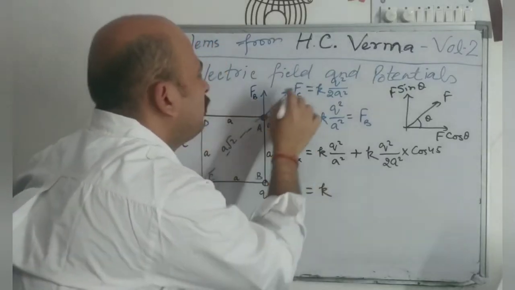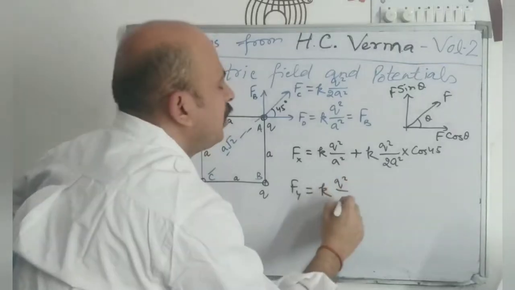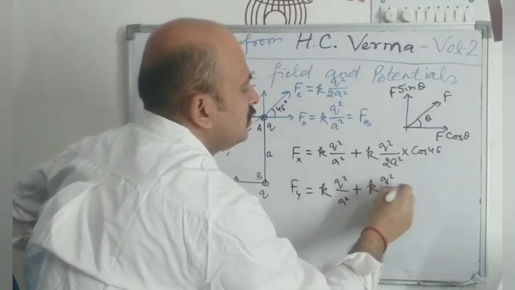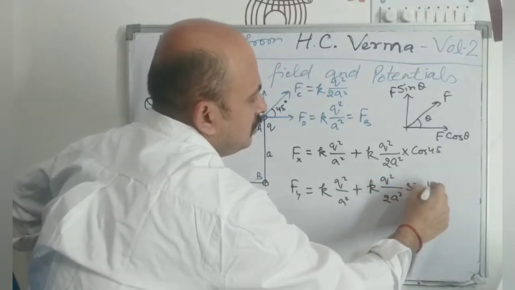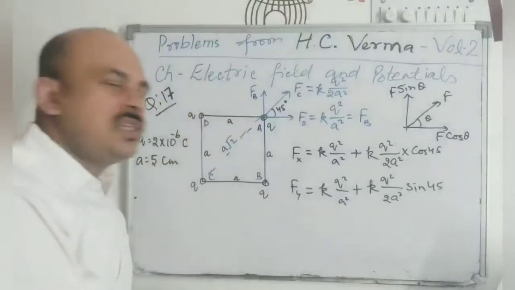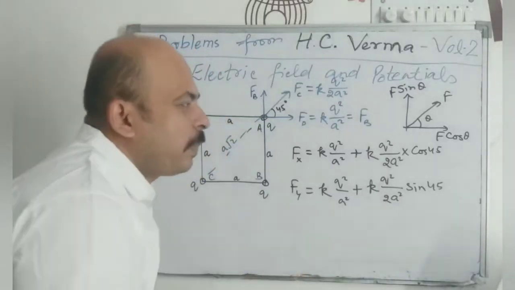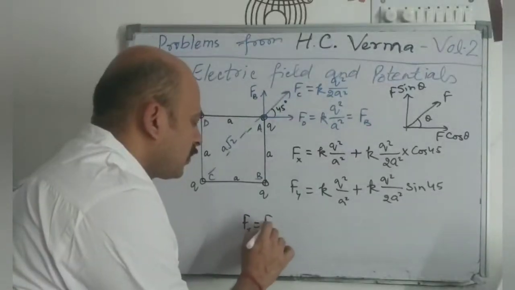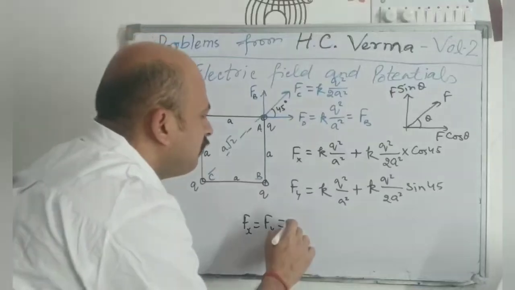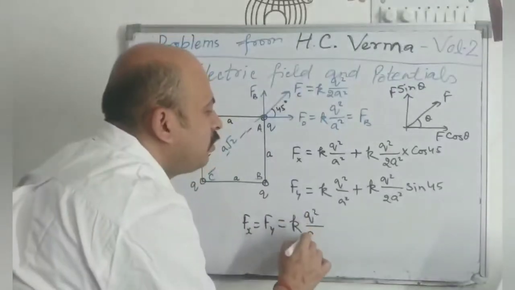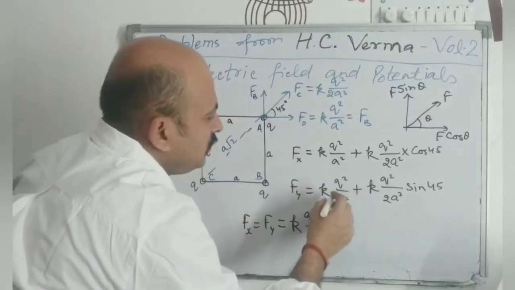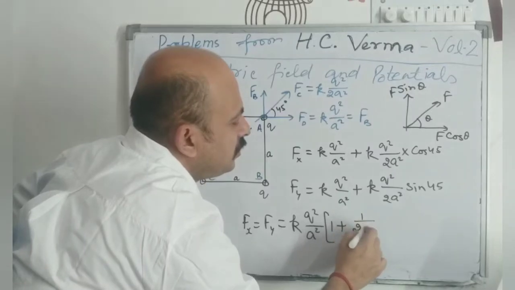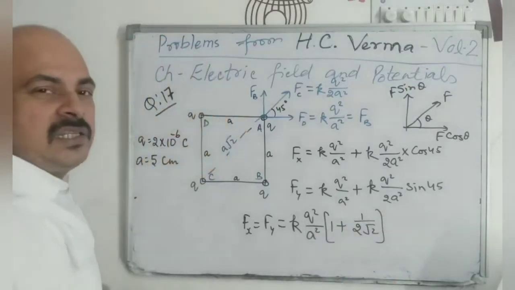Fy is Fb, that is k q square upon a square, plus Fc sin 45. Sin 45 and cos 45 are equal to 1 by root 2. So Fx and Fy are equal. And what will it be? We can take common k q square upon a square, 1 plus 1 by 2 root 2. That is Fx and Fy.